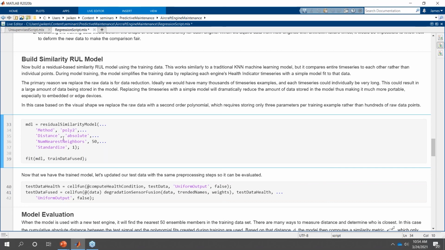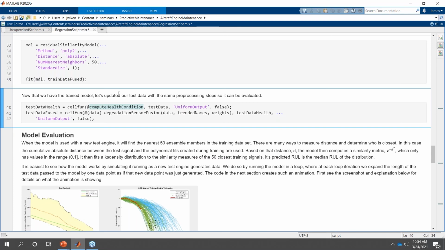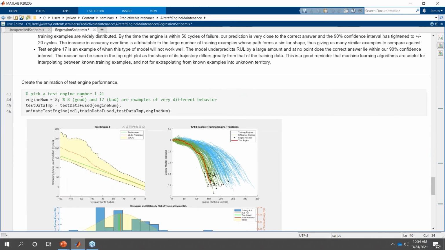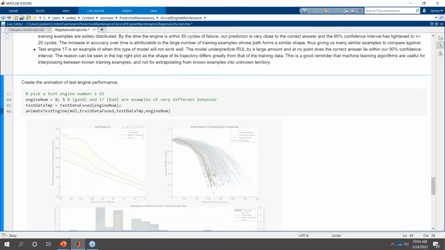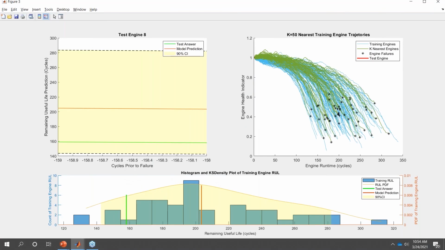Okay, so now that we have our model, we're just going to do the same pre-processing that we did on the data set we used to train the model for our test data set. So this is just kind of pulling out the specific values we care about and computing the fused health indicators for our test set. And once we have that, we can use that in order to test to see how our model operates. So let's do that. We have an animation here that is going to come up in a second, and it will allow us to visualize the performance of our model over the operation of a system.